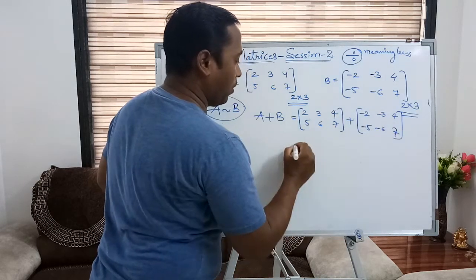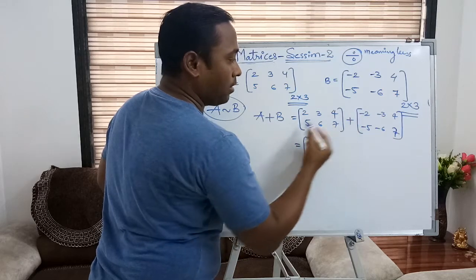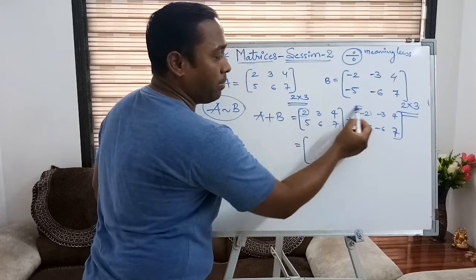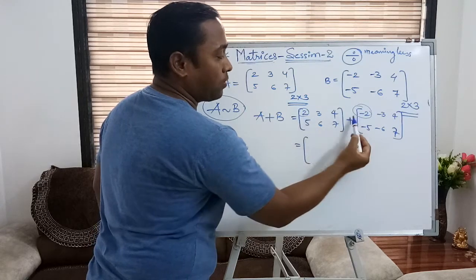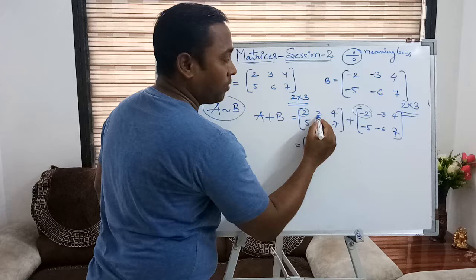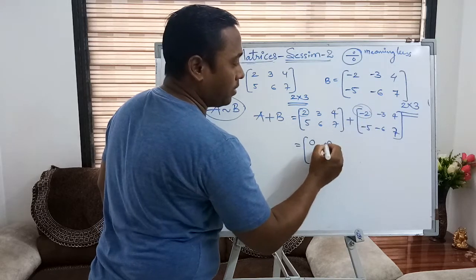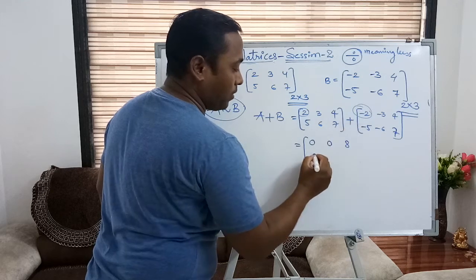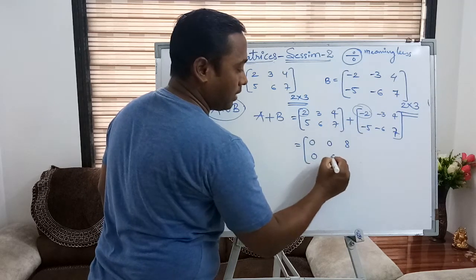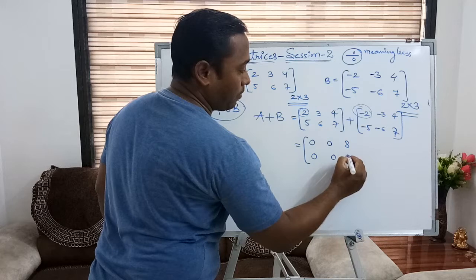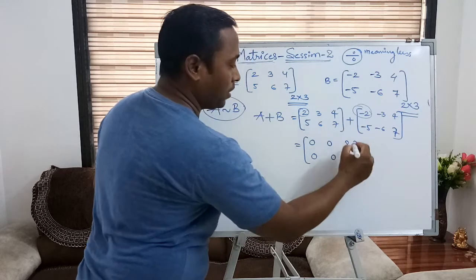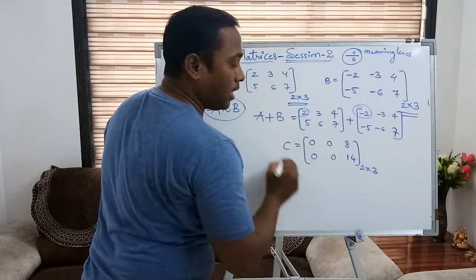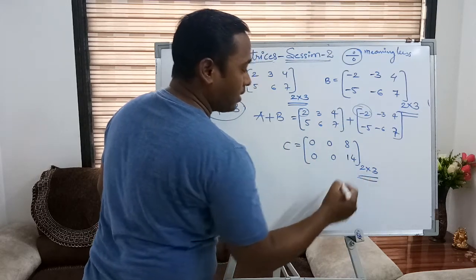So simply what you will do here, we will add the corresponding elements. So the first element will add with the first element. So 2 plus minus 2 will be 0. 3 plus minus 3 will be 0. 4 plus 4 is 8. 5 plus minus 5 is 0. 6 minus 6 is 0. 7 plus 7 is 14. So you got a new matrix C, but still the order is the same.